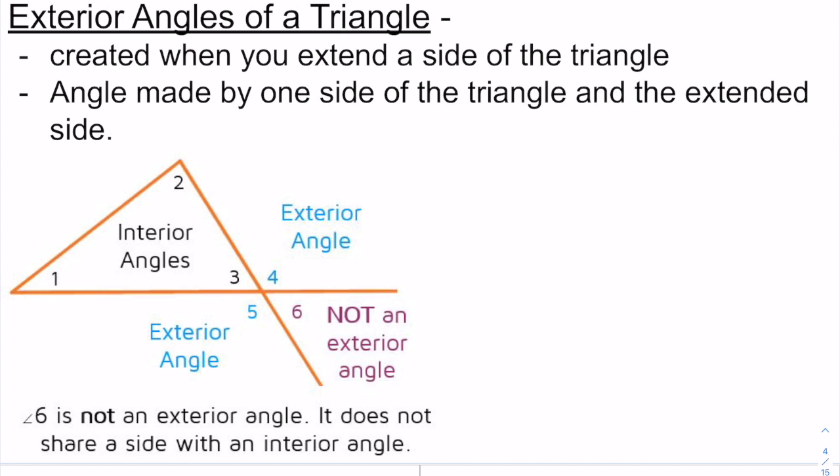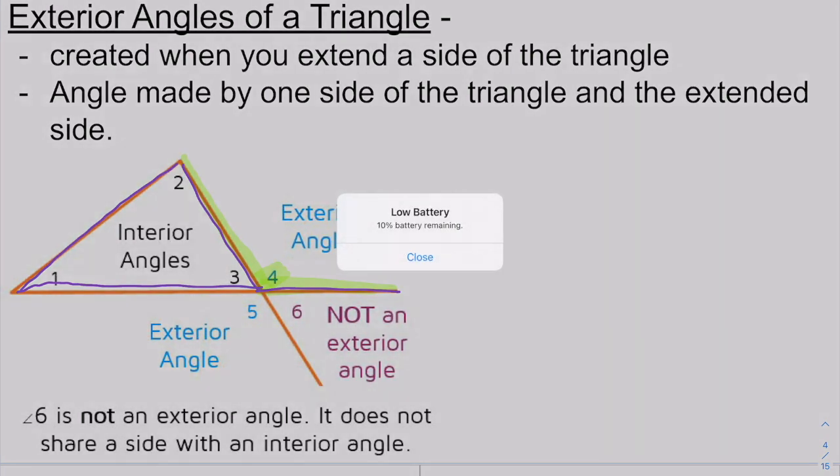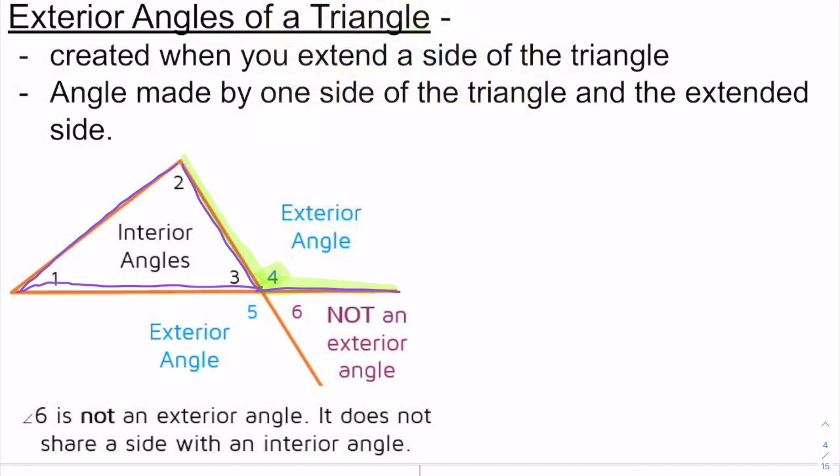An exterior angle is created when you extend a side of the triangle. So in purple, there's my original triangle. If I were to take one side of that triangle and extend it, that creates an exterior angle. So if I look at that extended side and the side of the triangle, that creates exterior angle labeled 4. 6 is not an exterior angle because if we look at the sides of angle 6, neither of those is a side of the triangle, so it is not an exterior angle.